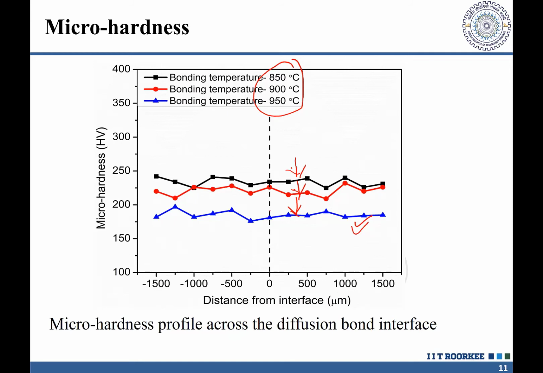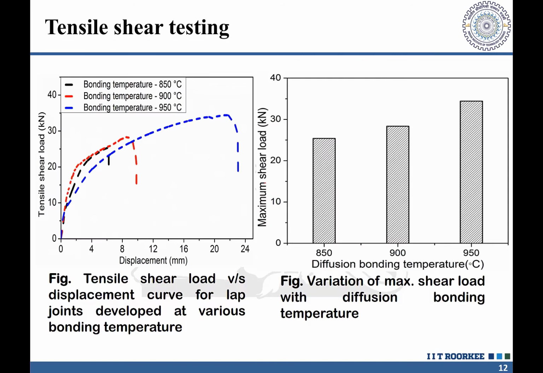So not just is the interface bonding ratio increasing, but at the same time the base metal strength, or the joint hardness as a whole, is also coming down. That is why we try to choose the bonding temperature such that you get a good interface bonding ratio while the base metal strength is not compromised significantly due to the high bonding temperature. That's what will be reflected in the behavior of the diffusion bonds.